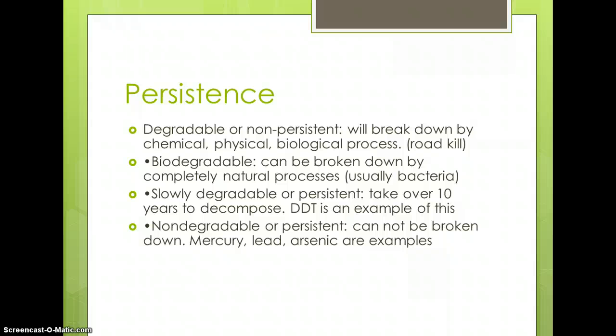Persistence. Degradable or non-persistent. This type of substance will break down by chemical, physiological, or biological means. For example, roadkill. So it won't persist very long. A degradable material won't last long.